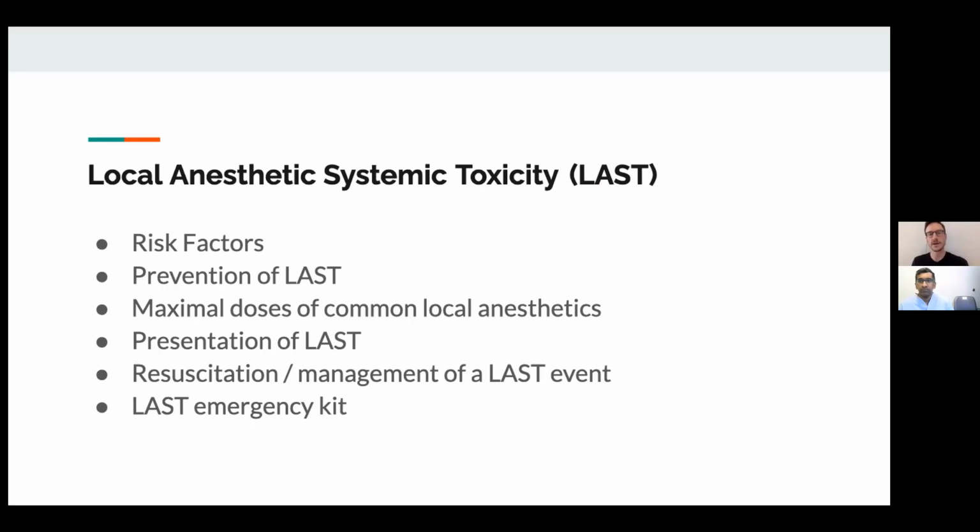First of all, we'll talk about the risk factors. We'll talk about how we prevent it. We'll talk about maximal doses of local anesthetics, just review that. We'll talk about how it may present, and then the resuscitation of it. And then I'll show you what our LAST kit looks like on our block carts.